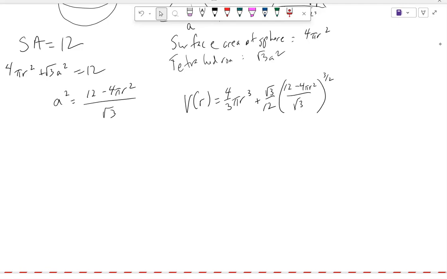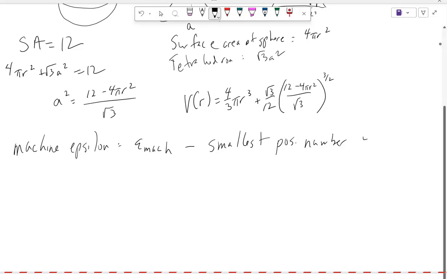Okay. So again, remember that your machine epsilon, usually you write it as epsilon sub MACH for machine epsilon. It's the smallest positive number such that 1 plus epsilon is actually greater than 1. It's the smallest possible thing that you add to 1 and actually change 1.